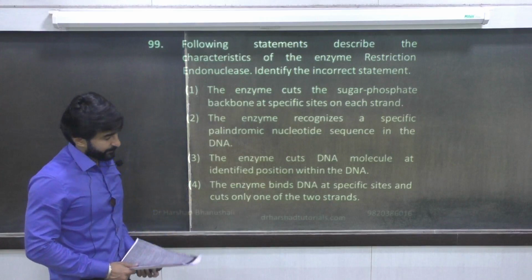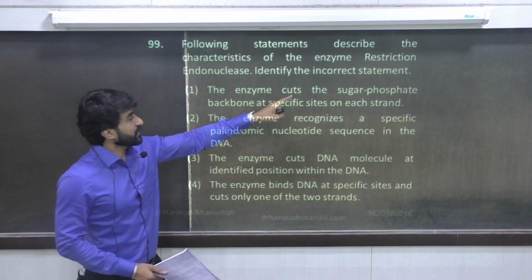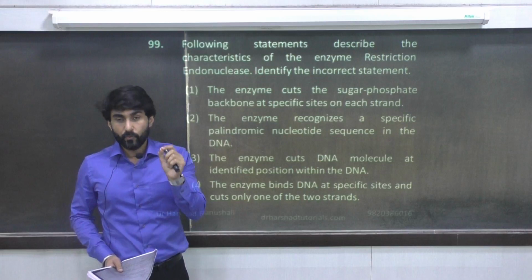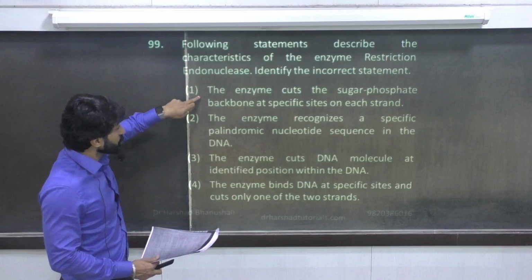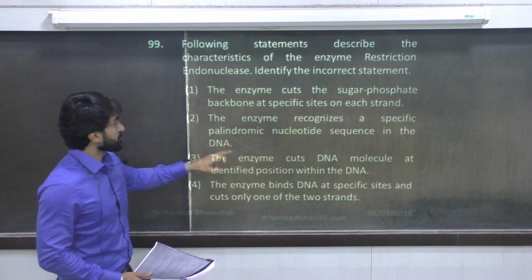The first statement says, the enzymes cut sugar phosphate backbone at the specific sites of each strand. We all know that's true. This is the bond which is broken. Restriction endonuclease always break down the sugar phosphate bond. So it's a true statement. So that's ruled out.